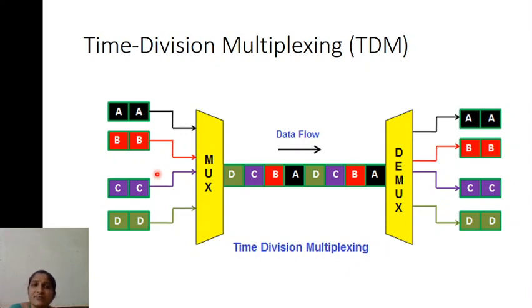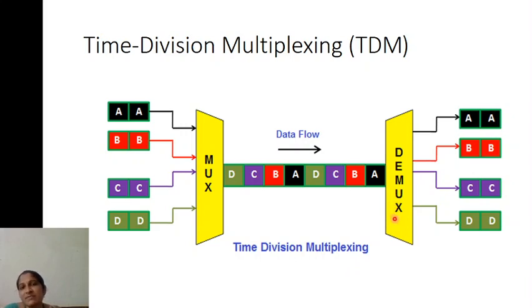Likewise, after completing all the inputs, it repeats. It goes to the first channel again, and the process continues like that. It will process the data one by one by dividing the time period. So after mixing up, it is given to the channel so that it is given to the demultiplexer.